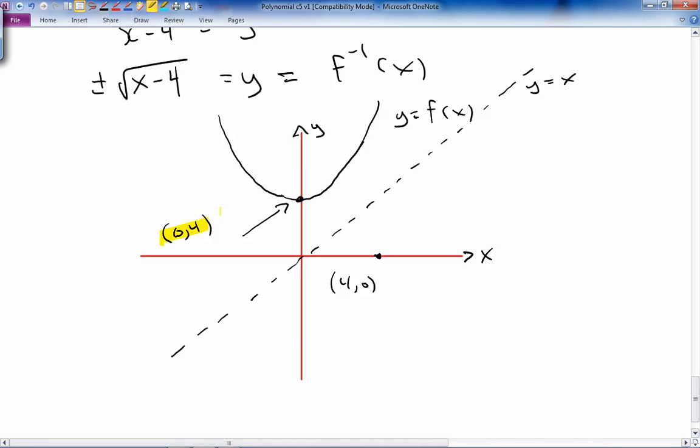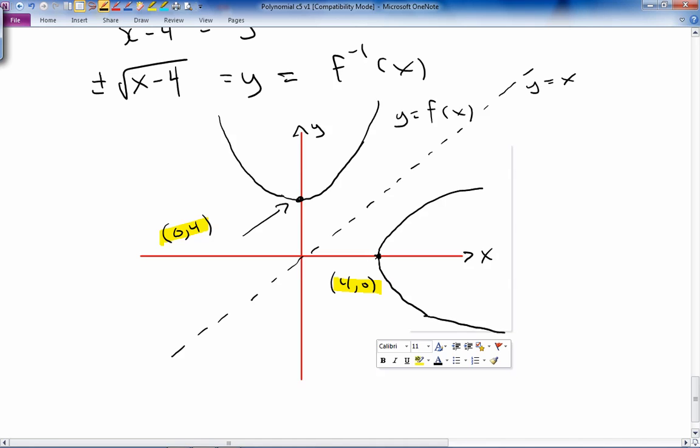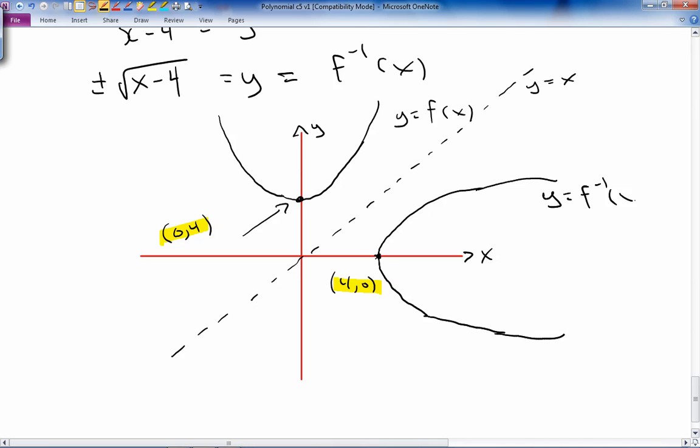The graph opens up. It'll now open to the side. There's what it'll look like, noting that this is not a function because it fails the vertical line test. So inverses don't always produce functions. You may start with a function and not necessarily end up with one, or you could start with something that's not a function and end up with one if we went the other way.